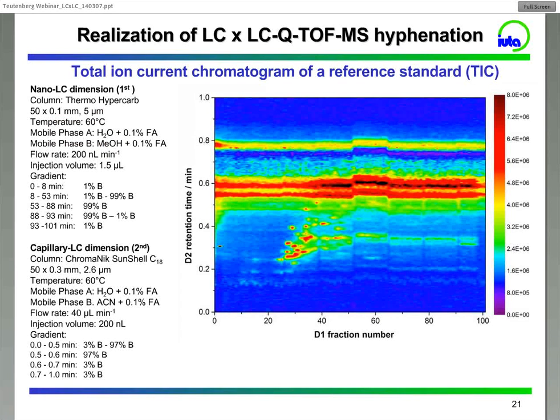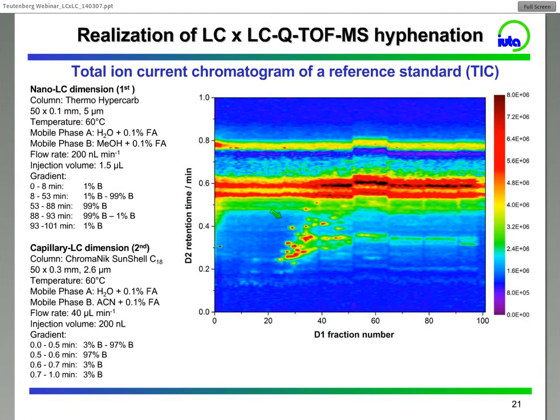Now, this is a typical total ion current chromatogram of this reference standard in 2D LC. You see here on the y-axis the retention time for the second dimension, it's just 1 minute. And here on the x-axis, this is in some way correlated to the retention time. It's the D1 fraction number. As you see, we have a very long runtime of about 100 minutes.